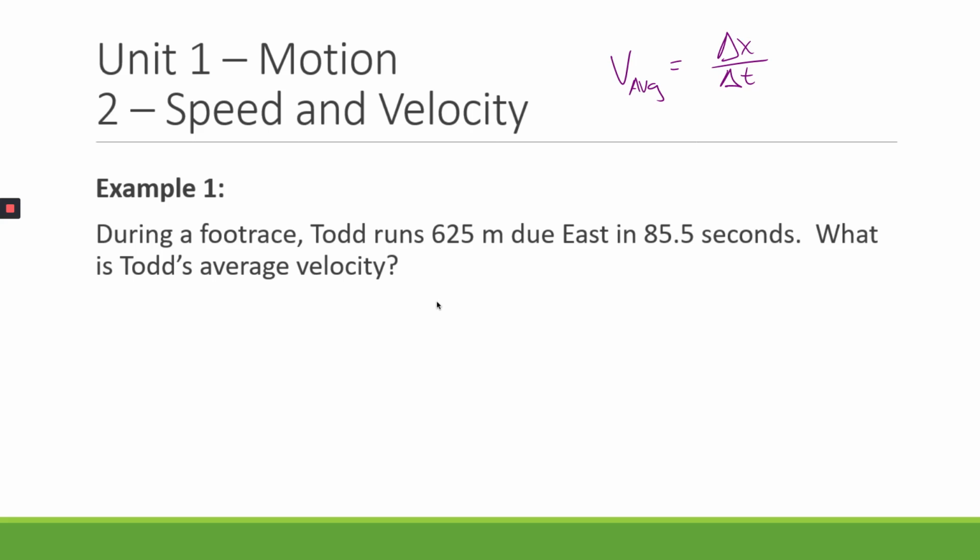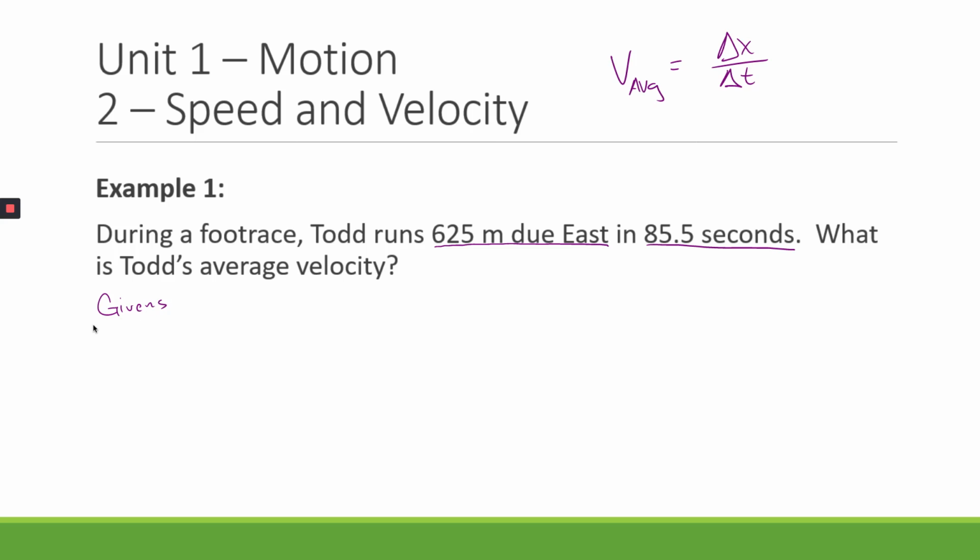During a foot race, Todd runs 625 meters due east in 85.5 seconds. What is Todd's average velocity? Okay, let's list the information that has been given to us in the problem. So 625 meters due east. What is that? That is a displacement because it is a distance with a direction. So that's our displacement. So let's list our givens right here.